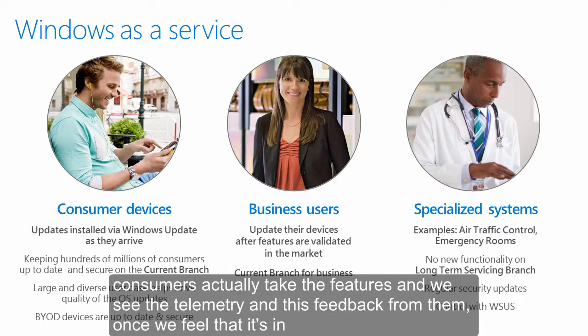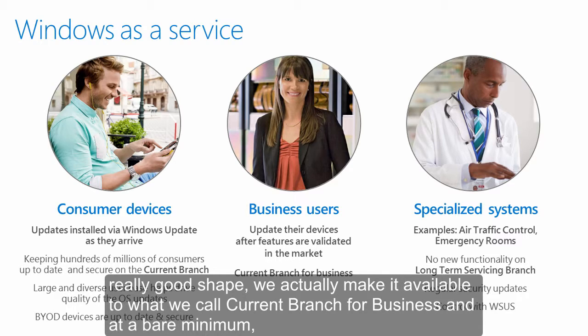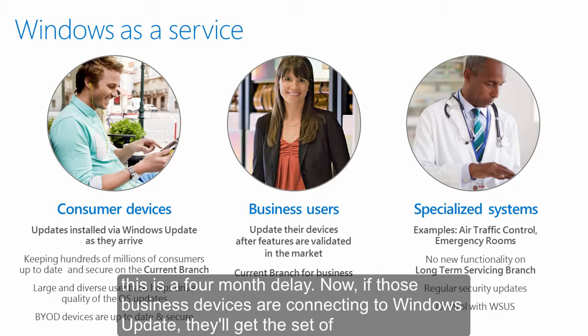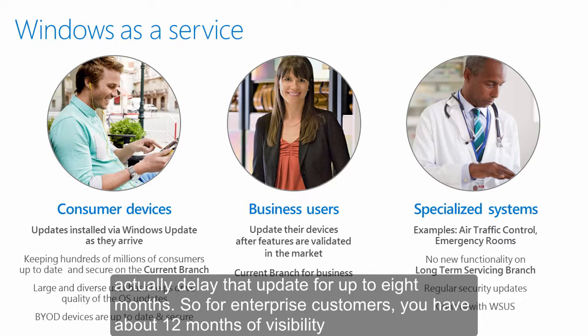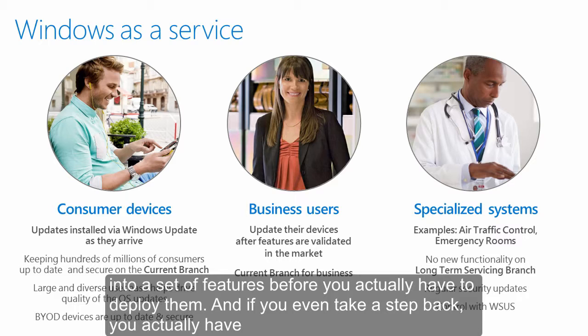So as consumers actually take the features and we see the telemetry and this feedback from them, once we feel that it's in really good shape, we actually make it available to what we call current branch for business. And at a bare minimum, this is a 4-month delay. Now, if those business devices are connecting to Windows Update, they'll get the set of features right then and there. But if you're using management tools like WSUS or something else, of course, you can actually delay that update for up to 8 months. So for enterprise customers, you have about 12 months of visibility into a set of features before you actually have to deploy them.